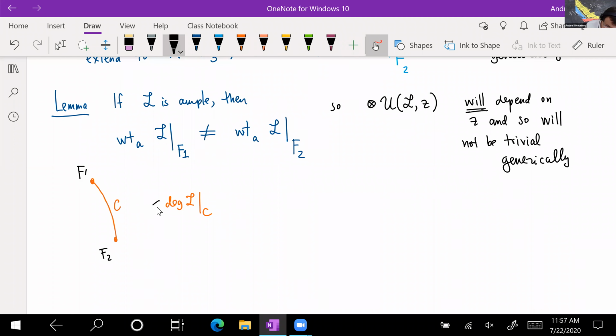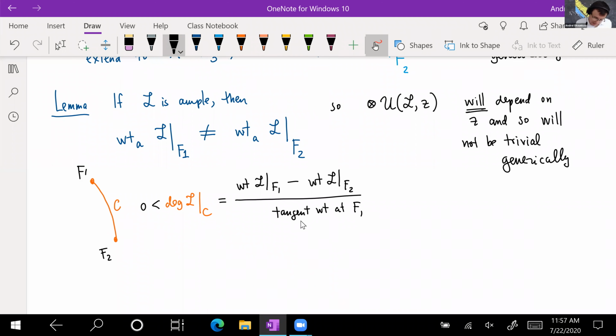a positive number if that line bundle is ample, then I can compute, this is computed by localization, as the difference of the weight of L1 minus the weight of L2, divided by the tangent. So just localization. And so that says it's not only that the numbers are not equal, in fact, there's an ordering between them, one is bigger than the other. So that's the proof.